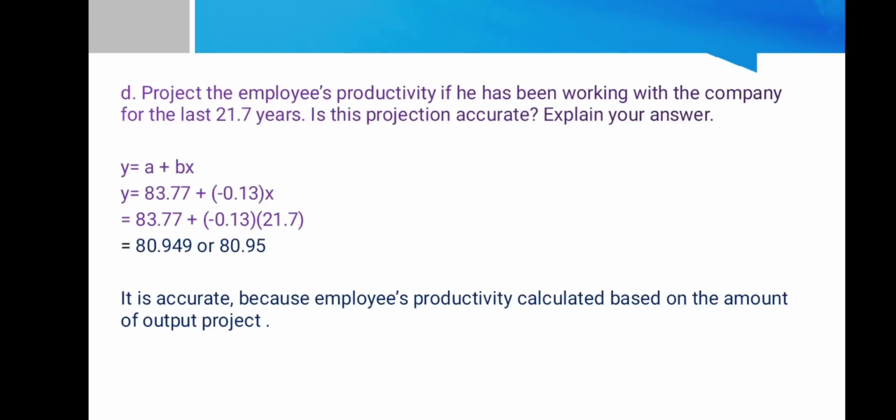Letter D. Project the employee's productivity if he has been working with the company for the last 21.7 years. Is this projection accurate? Explain your answer. Y equals a plus bx. Y equals 83.77 plus negative 0.13x equals 83.77 plus negative 0.13 multiplied by 21.7 equals 80.949 or 80.95. It is accurate because employees' productivity is calculated based on the amount of output projected.